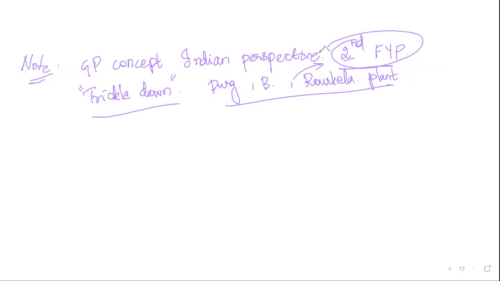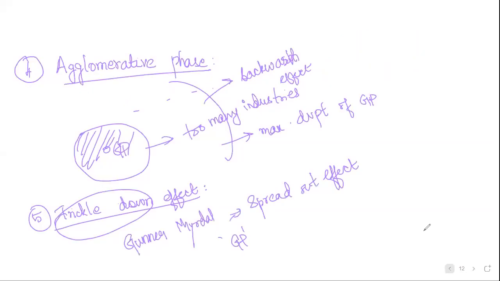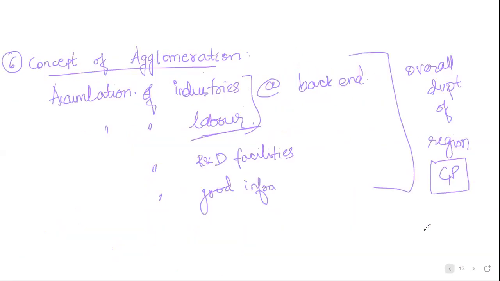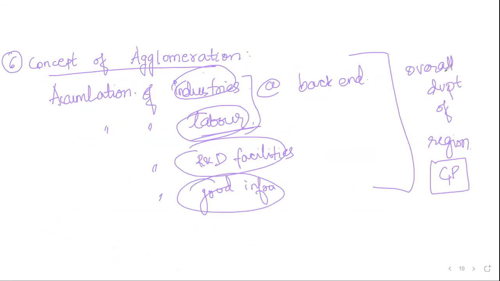Okay, now let me see, one person has messaged: can you repeat the agglomeration phase? The maximum development of the growth pole takes place in the agglomeration phase. I have discussed this concept before. Basically, in agglomeration, industries will be attracted towards the growth pole, labor will be attracted, R&D facilities will be attracted, infrastructure will be attracted, leading to development of the region. That is the maximum stage of development of the growth pole, and that is basically agglomeration.